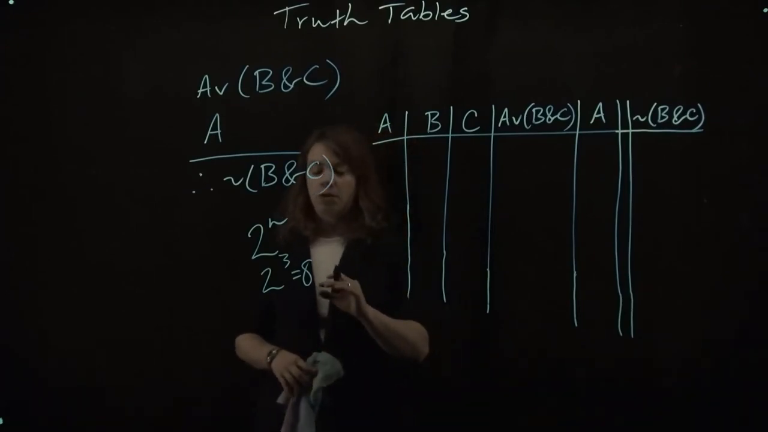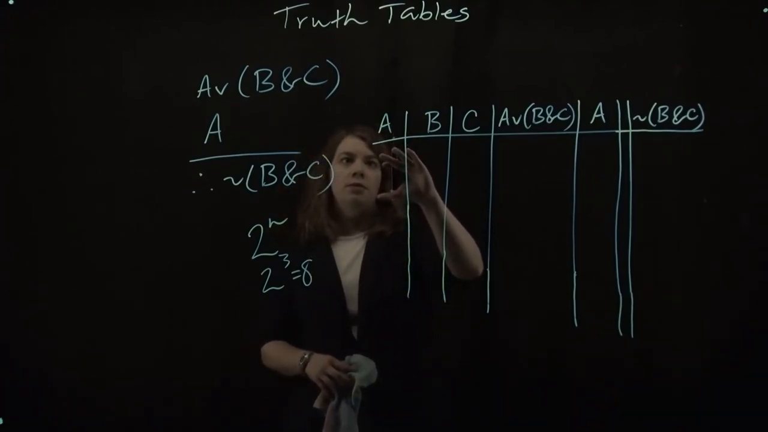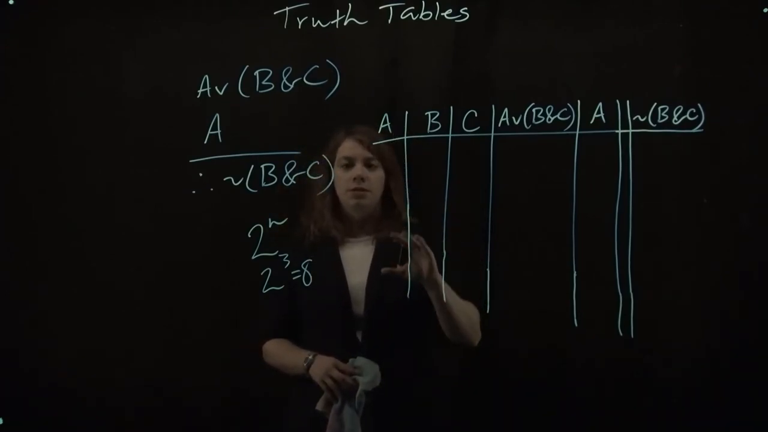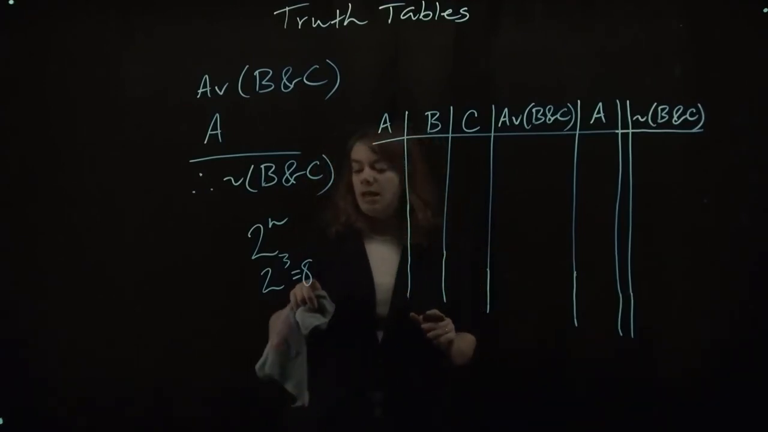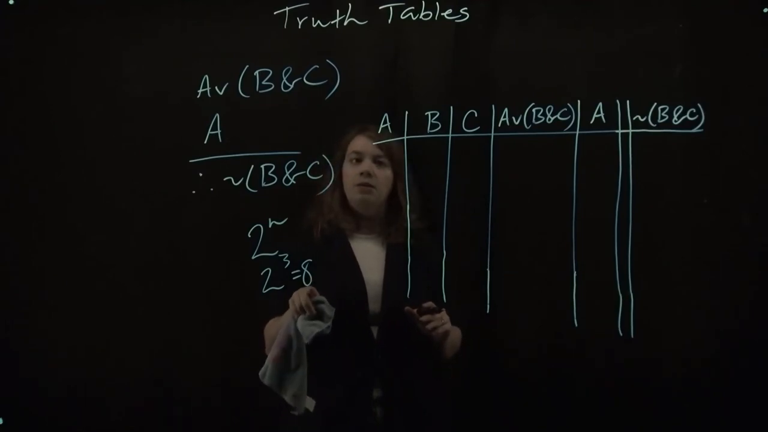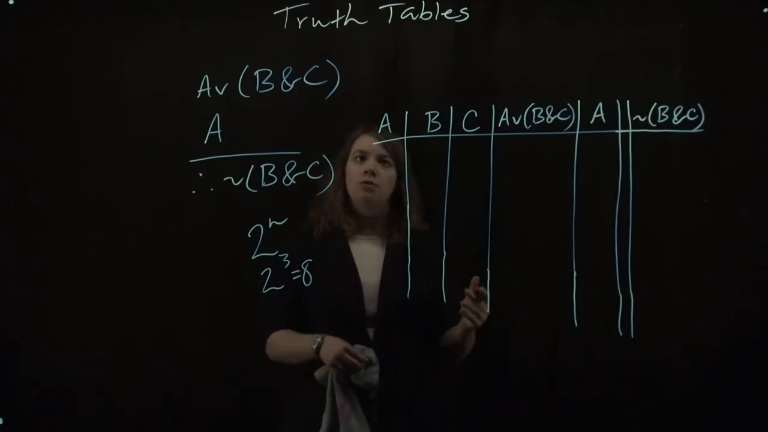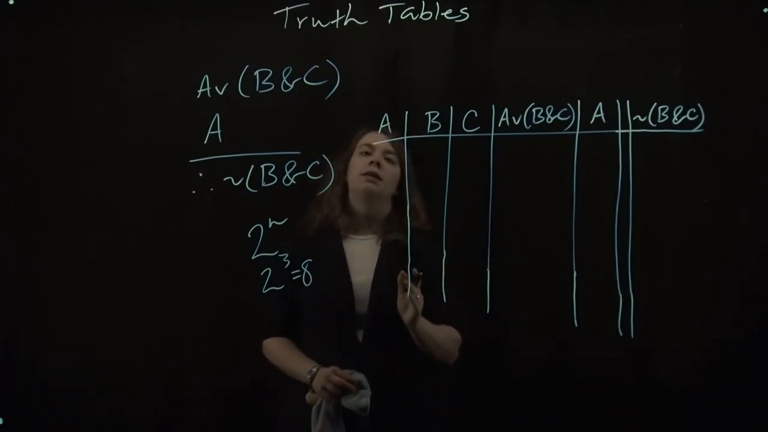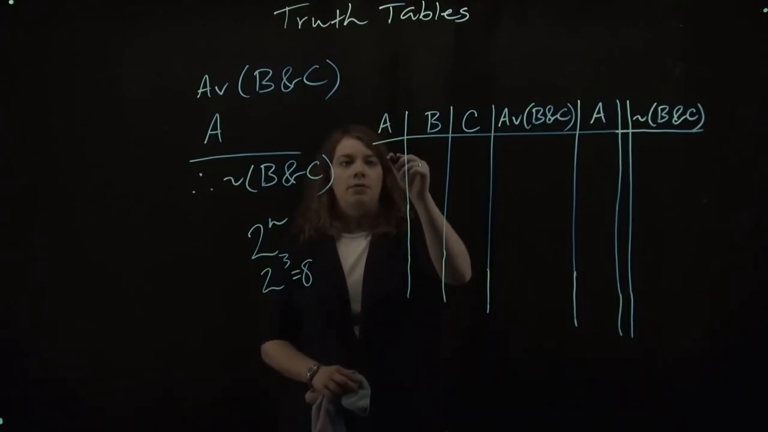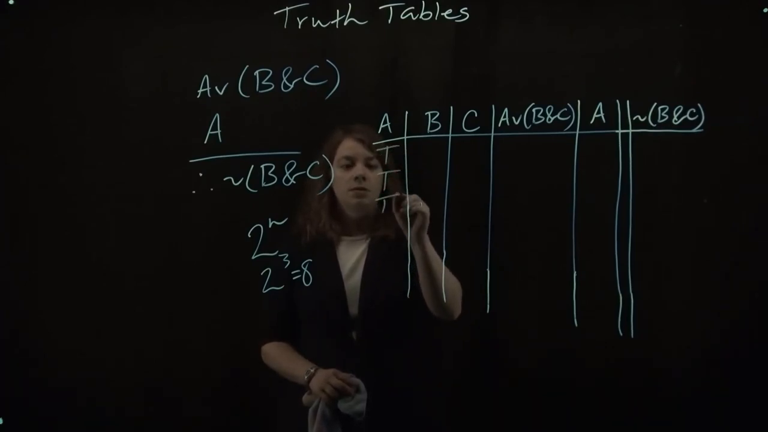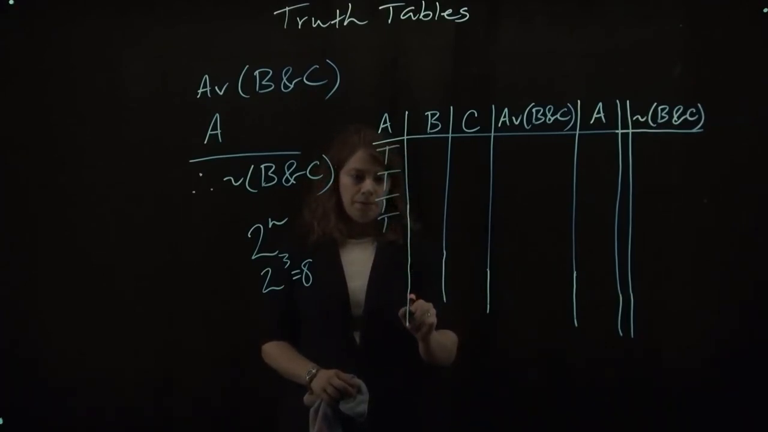Okay. So in order to determine the number of trues and falses in each column, the way the pattern works, we need to take 8 and divide that by 2, which will get us 4. So we know then that in the column for letter A, we're going to have a pattern of 4 trues and 4 falses.